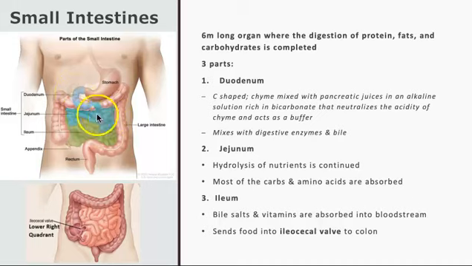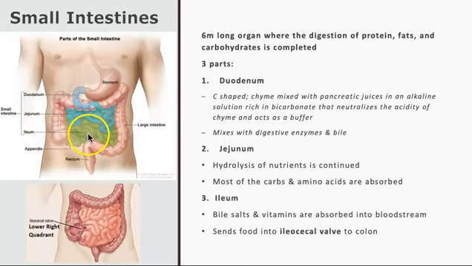Next, we have the jejunum, and within the jejunum, we will have hydrolysis, or the breakdown of nutrients, continuing, and most of our carbs and amino acids are being absorbed. Then our last part is the ileum. Notice that it is spelled with an E. With an I would refer to a part of our os coxa, or our hip bone.